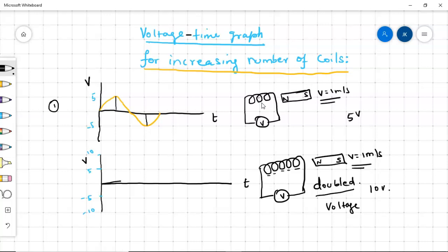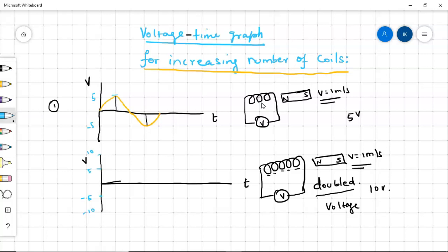But what about the frequency? Frequency will be constant. Unlike speed, when we increase the speed of the magnet movement, the frequency also doubles, as well as the voltage. But here only the voltage will change, while the frequency, the number of waves, is the same. So how will you draw it here?